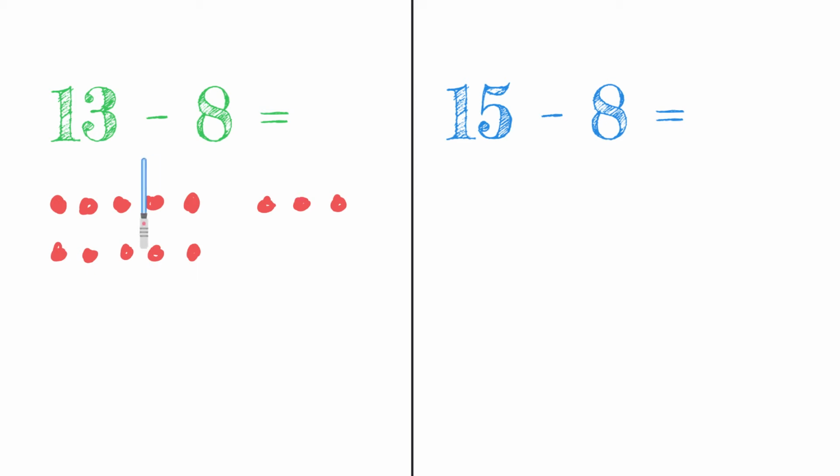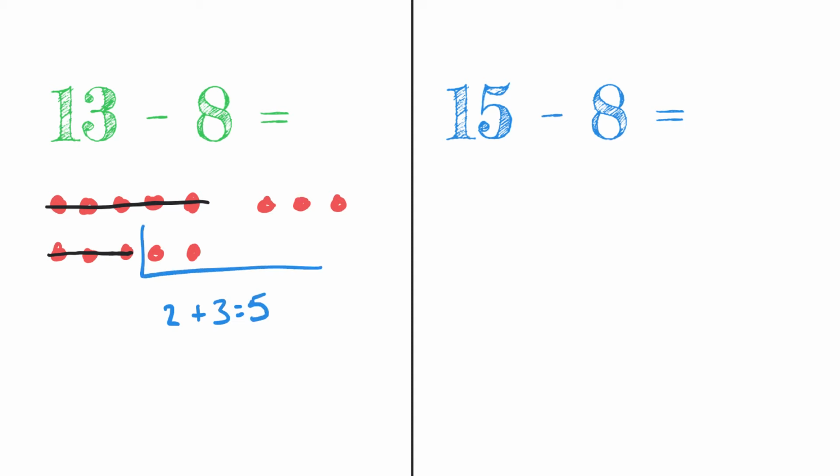Okay, so here's my group of 13. Now I have to take out 8 or subtract 8. So let's do that. I'm going to subtract my 8 by crossing it out. And then I'm going to look and I'm seeing, okay, so I have 2 left over here, and there's my 2, and I have 3 left over here. So there's my 3, and that equals 5.